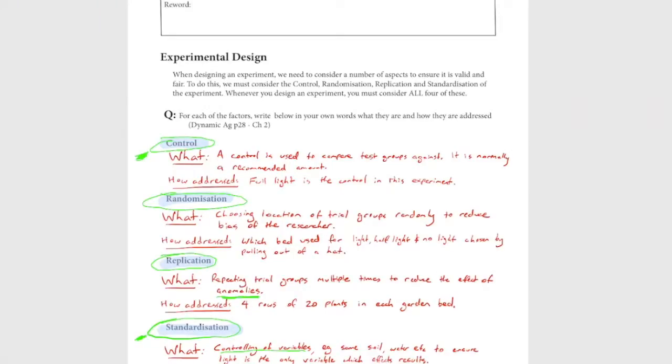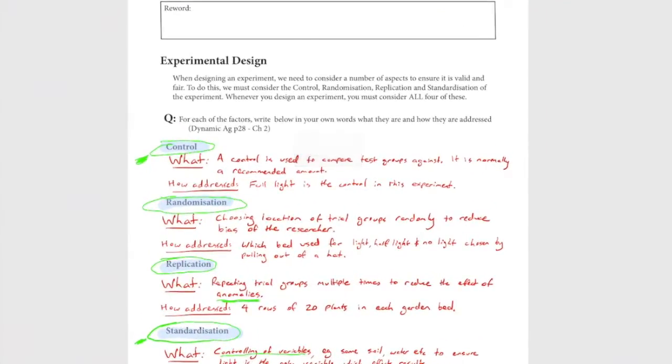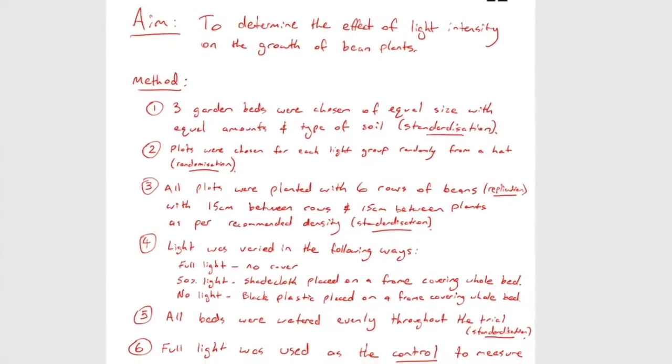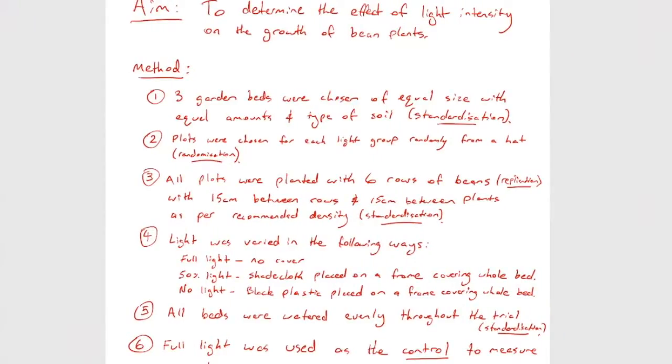We're going to look at P3 in a bit more detail now, and how we did this plant experiment. So first of all, the aim of the plant experiment, which we are performing, is to determine the effect of light intensity on the growth of bean plants. So how much light plants get, and the effect that has on their growing. So we chose to use full light, no light, and then half light using shade cloth.